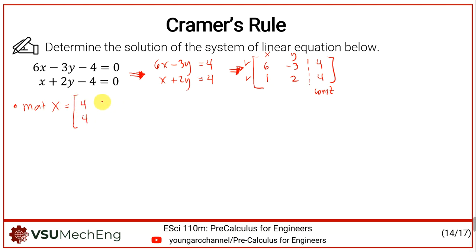Then for the second column, that is for y. So negative 3, 2. This one right here. So this is our matrix x. Next, generate the matrix for the y variable.